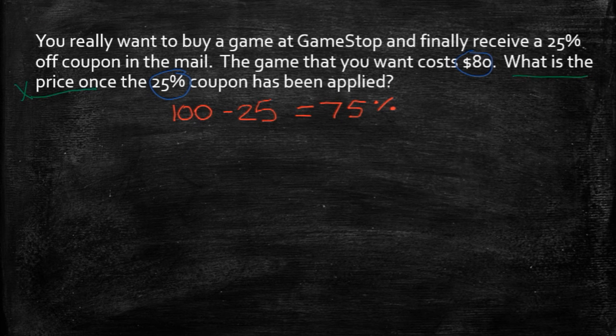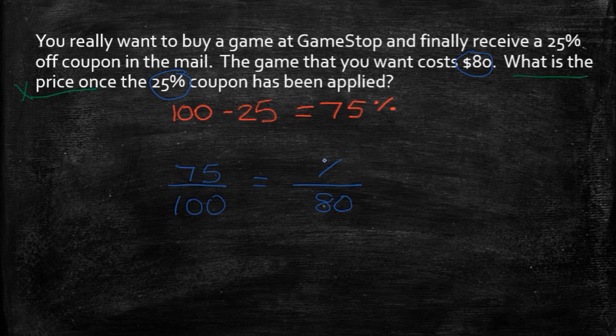So let's set up our proportion. We know 100 goes on the bottom. This 100 has nothing to do with the 100 that we subtracted 25 from. Okay, this is just, we're abiding by our rule. We know we put 100 on the bottom because percent, and that's the rule that we follow. We know that we have 75% now because we had that extra step. The original price for the game is $80.